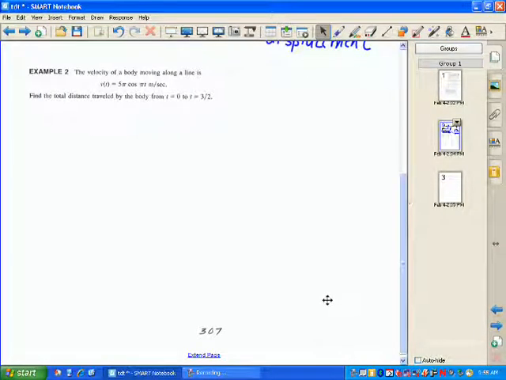Okay. This one, exact same situation, except that I'm not trying to find displacement. This time I'm trying to find the total distance traveled. So if this object went back and forth, I'm going to count everything now. Okay, I'm going to count everything. This is similar, but not exactly the same, a little bit more difficult. I'm going to use the absolute value of velocity.